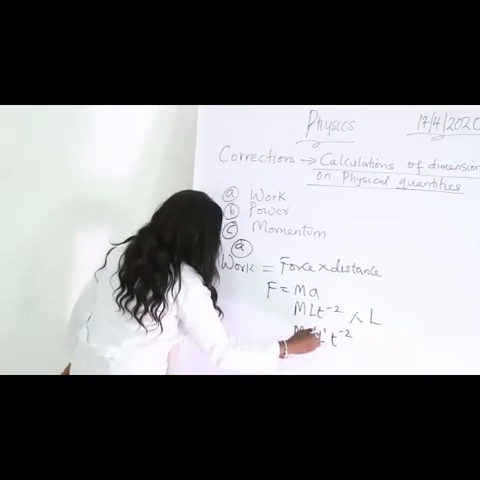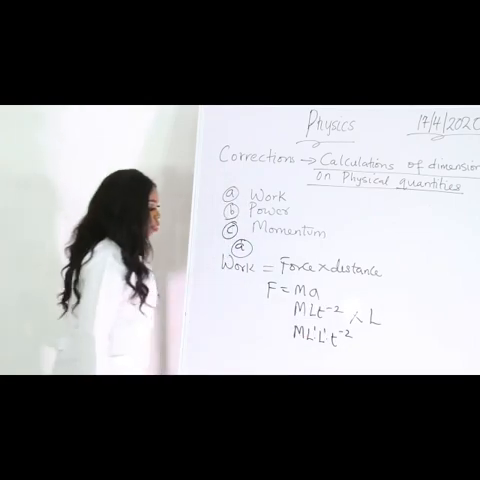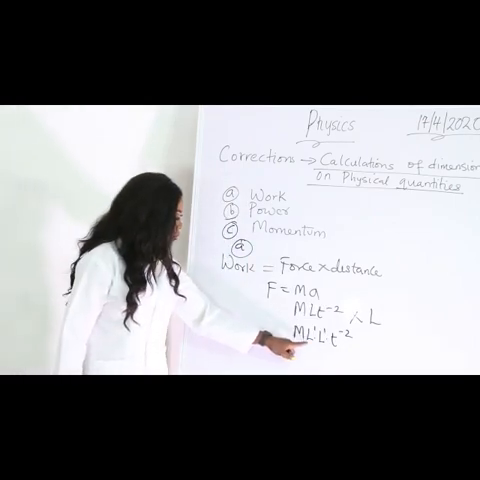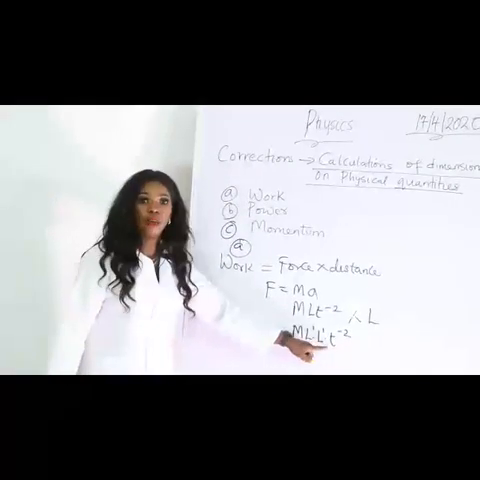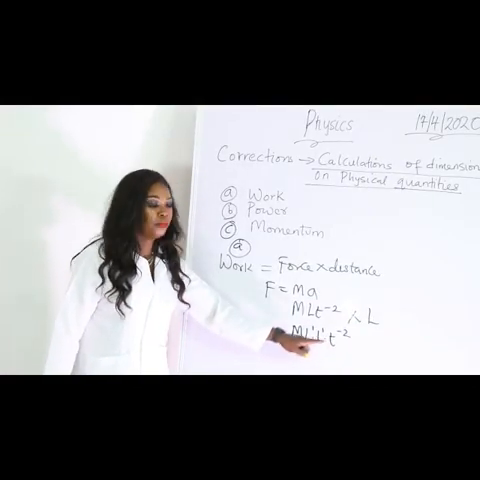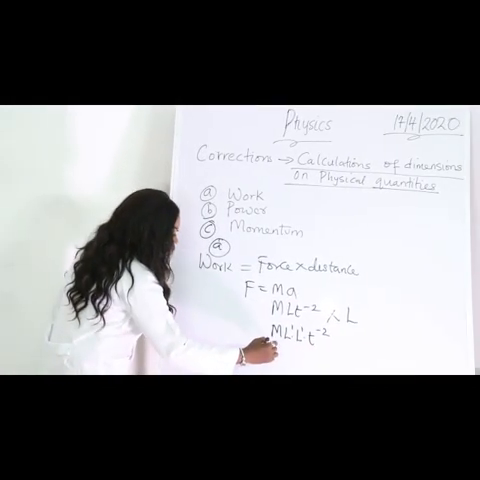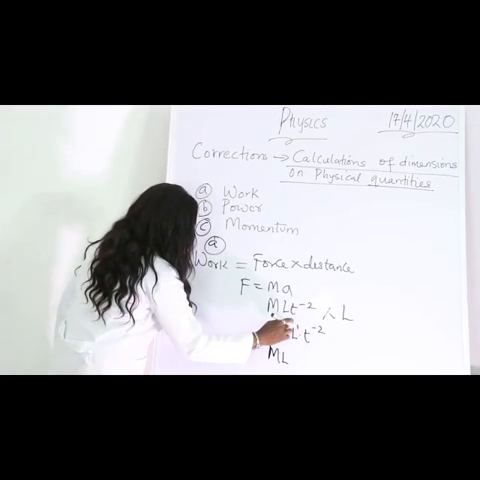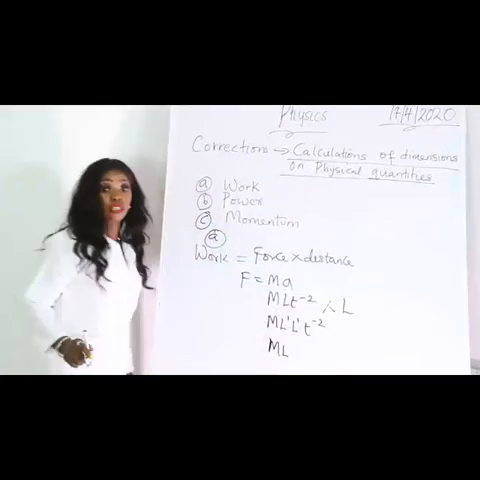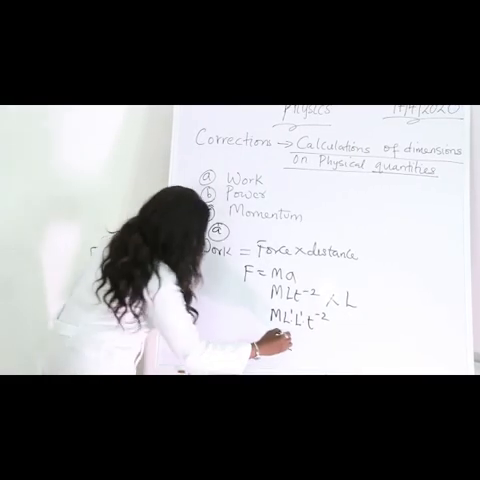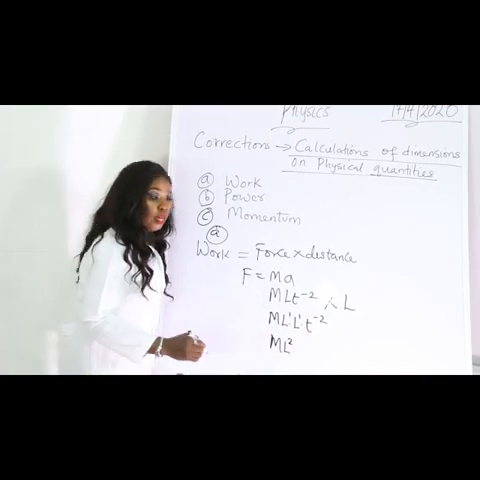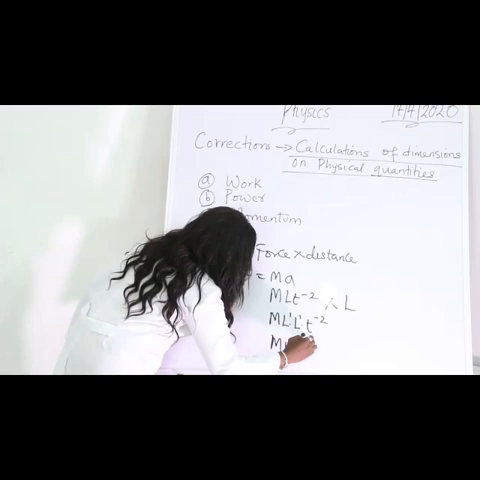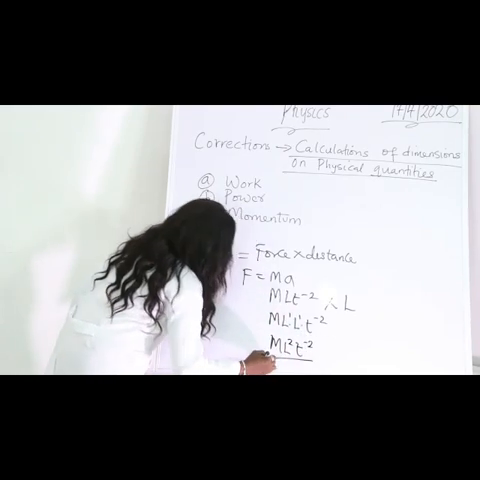Don't forget that we have invisible multiplication signs. So M is multiplying L, L is multiplying L, and then L is also multiplying T. So what we will be having here is M, L, remember we have 1 and 1. So 1 plus 1 is equal to 2. So we'll be having 2 here, and then we'll have our T raised to the power minus 2. That's the answer.